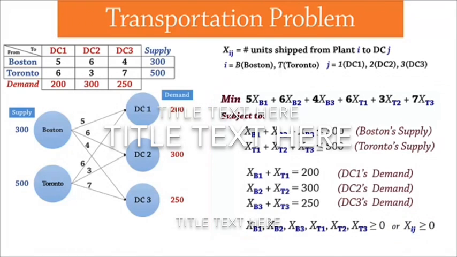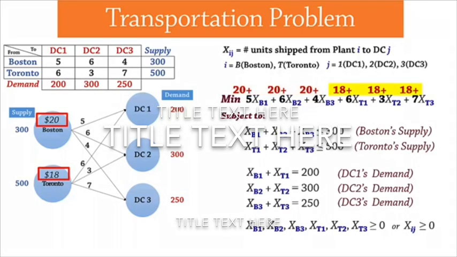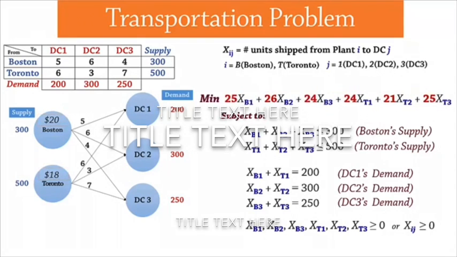Furthermore, let's suppose the cost of producing a unit of the product is $20 in Boston and $18 in Toronto. Then we simply add 20 to the shipping cost per unit of the product from Boston and add 18 to those from Toronto. The objective function is thus updated accordingly.